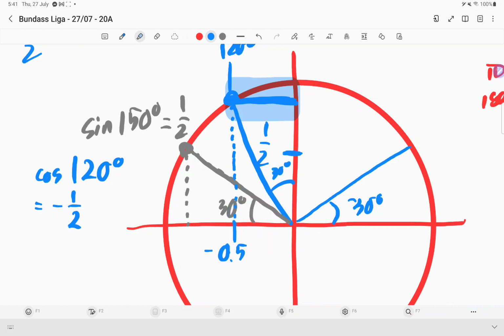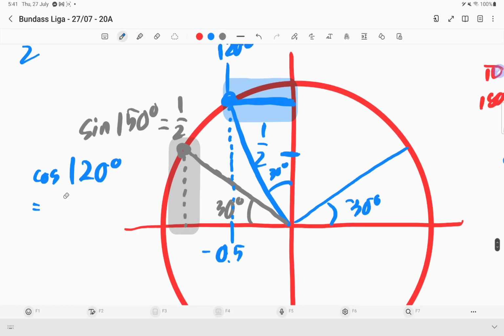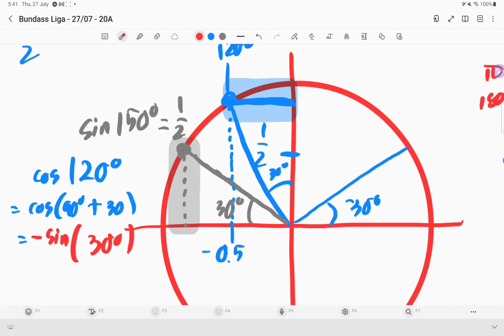And then what did I say before? The distance on top is the same as this one here because the two triangles are congruent. So cos of 120 degrees, or cos of pi over 2 plus the base angle 30 degrees, or 90 degrees plus 30 degrees, is the same as, instead of cos, it will be sine, but then it's in the negative region. So negative sine of the base angle 30 degrees. That make sense? Kind of?